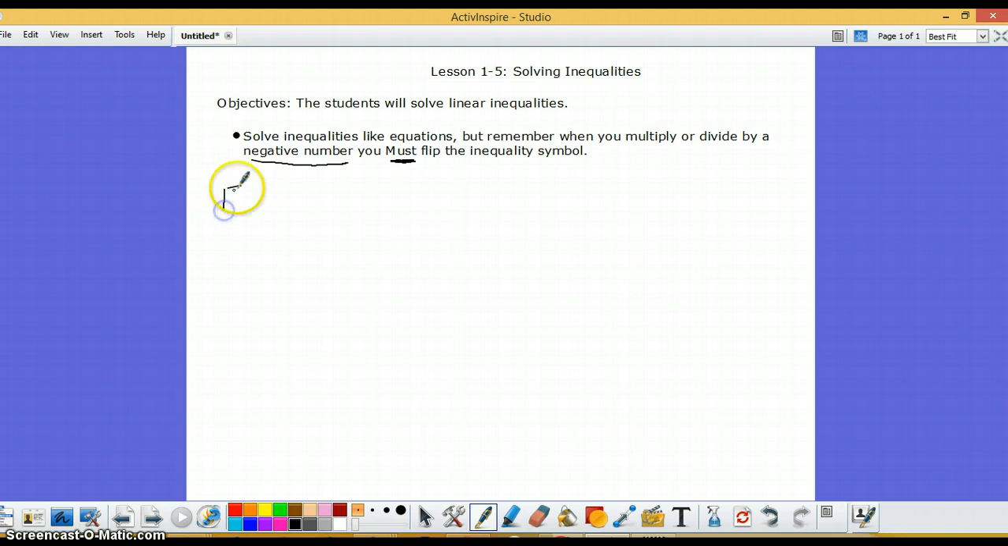So our first example is 5w plus 3 is greater than 4w minus 9. Now, to do this, you can always use this side as the variable side. When dealing with inequalities, I like to move the lower one, so I don't have to deal with negative numbers as much as possible. So 4 is smaller than 5, so I'm going to move the 4. I'm going to subtract 4w from both sides.